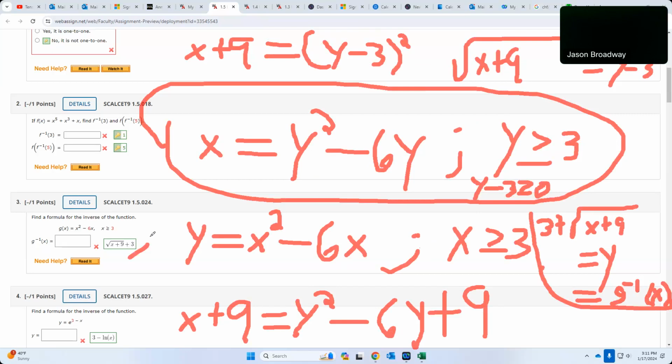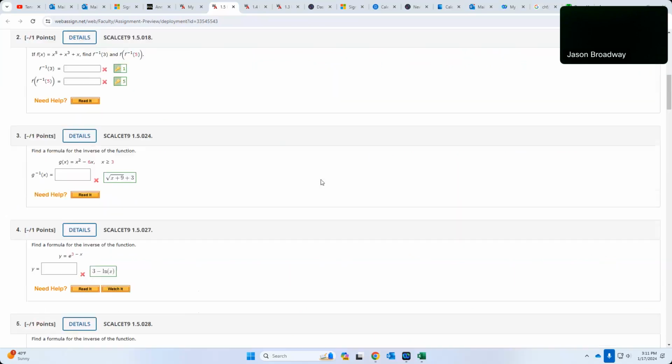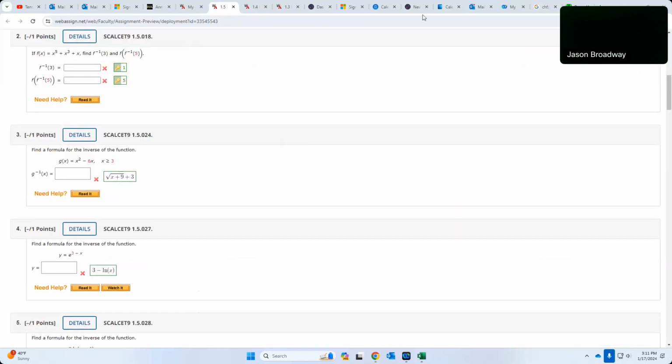There it is. Yeah, and here natural log and e and all that stuff. You just trade places. So x equals... Notice that y by nature is going to be greater than 0 strictly. So we trade places. X is going to equal e to the 3 minus y. Now x is going to be greater than 0.